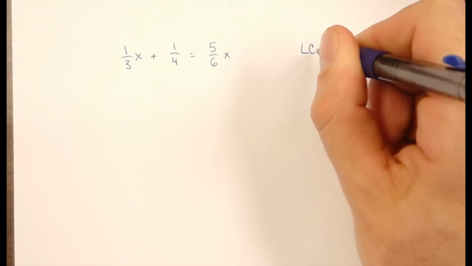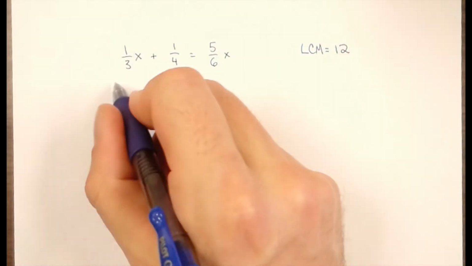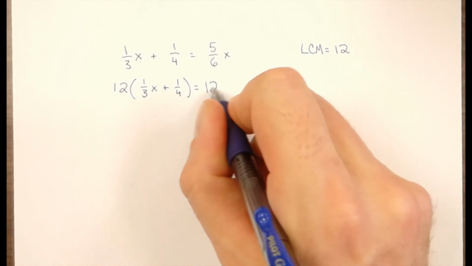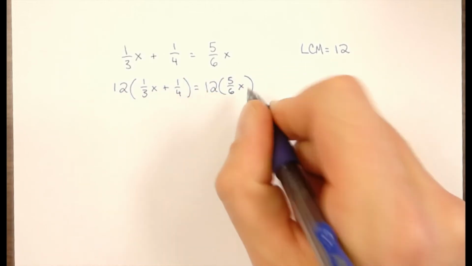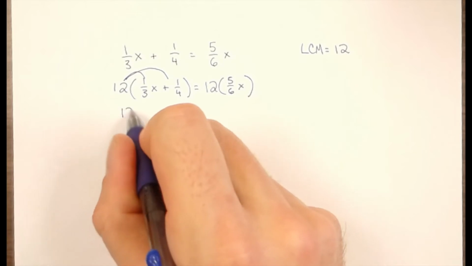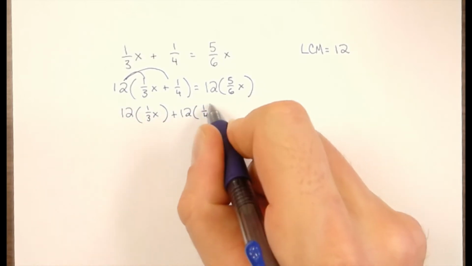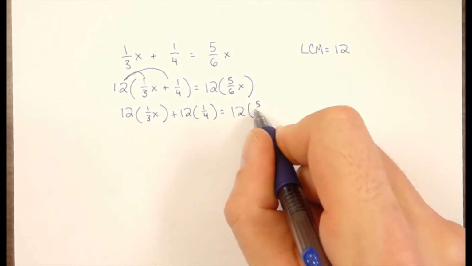In this example, the lowest common multiple, or LCM as all the cool kids say, is 12. So we're going to multiply both sides of the equation by 12. Now I'll show you a little shortcut here versus the last problem. You can simplify these fractions before you multiply.